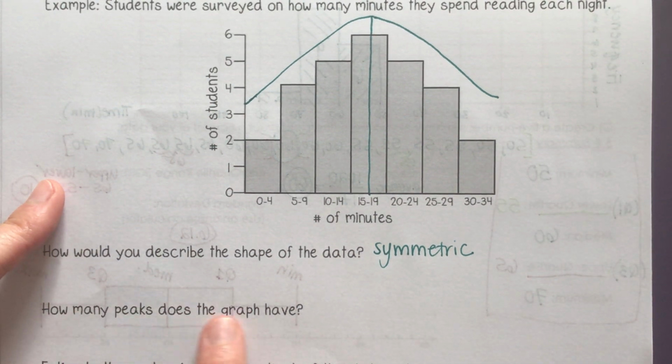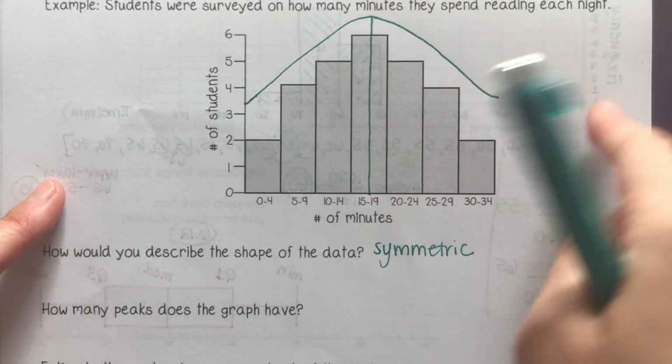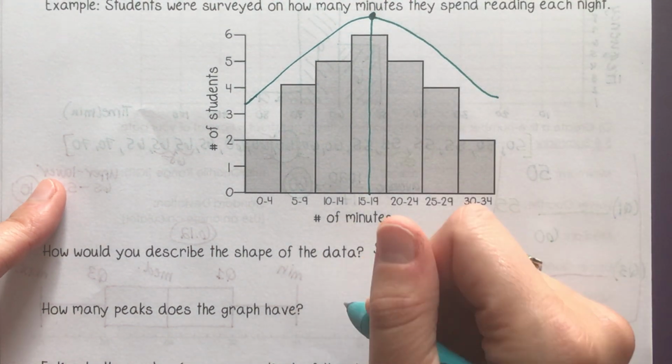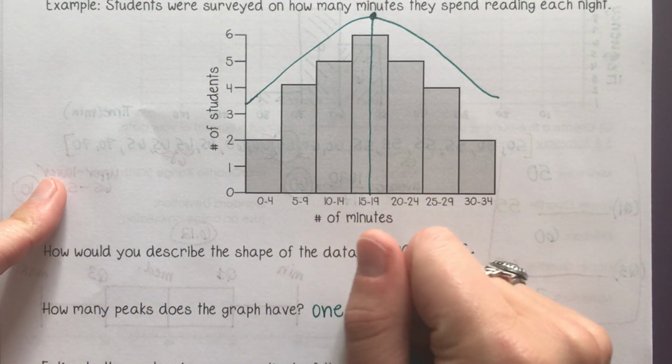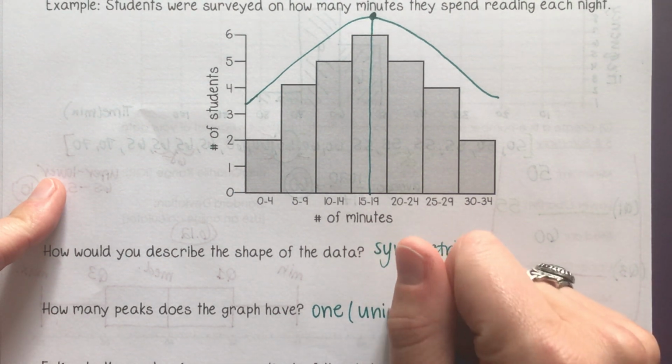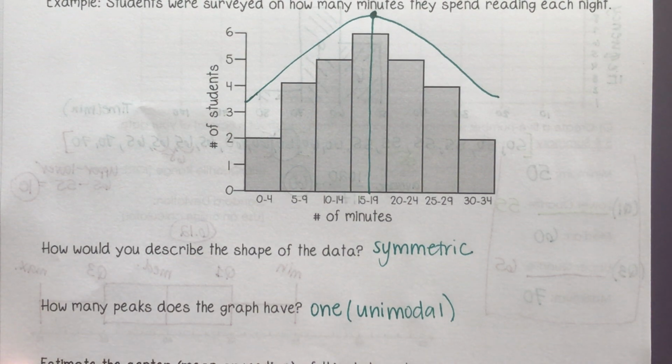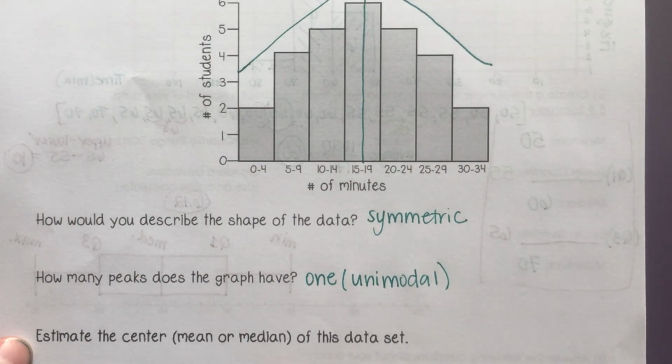How many peaks does the graph have? I only really have one hump here, right? I've got one top part, so it's just one. And if it has one, it is considered unimodal. Estimate the center of this data set.